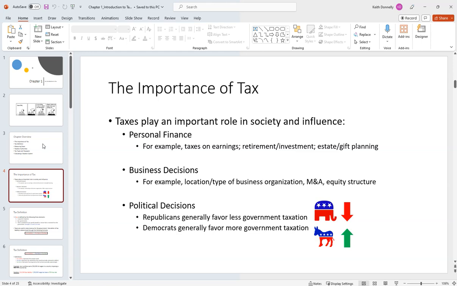So, as a starting point, why do we care about tax? Well, hey, it's really important in society. How you fund the roads, the schools, the police, right? These all come from taxes. And really, there are three important areas where it comes into play and why we care about it. So, personal finance, right? Your 1040, planning for retirement, estate and gift tax. In your own life, taxes are going to matter.